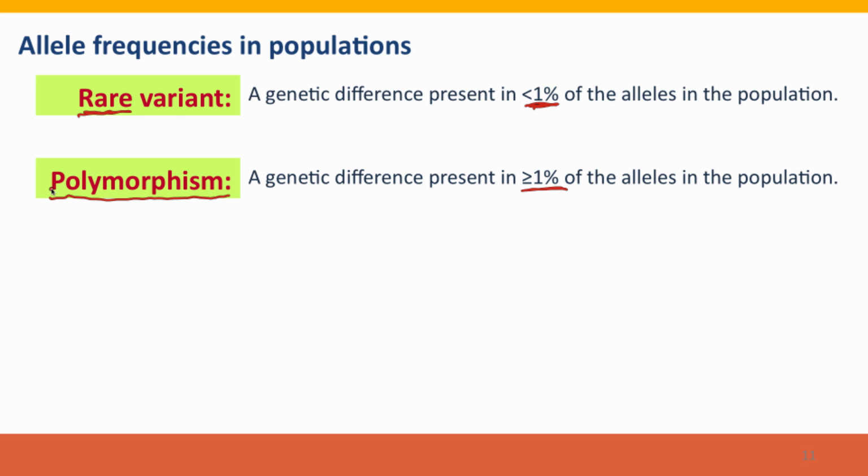Until recently, geneticists have spent a lot more time studying polymorphisms than studying rare variants, just because they're a lot easier to find and to study. We're only now developing the tools to study rare variants, and we'll talk a little bit about this in Module 5. Module 5, yeah, I think that's right.